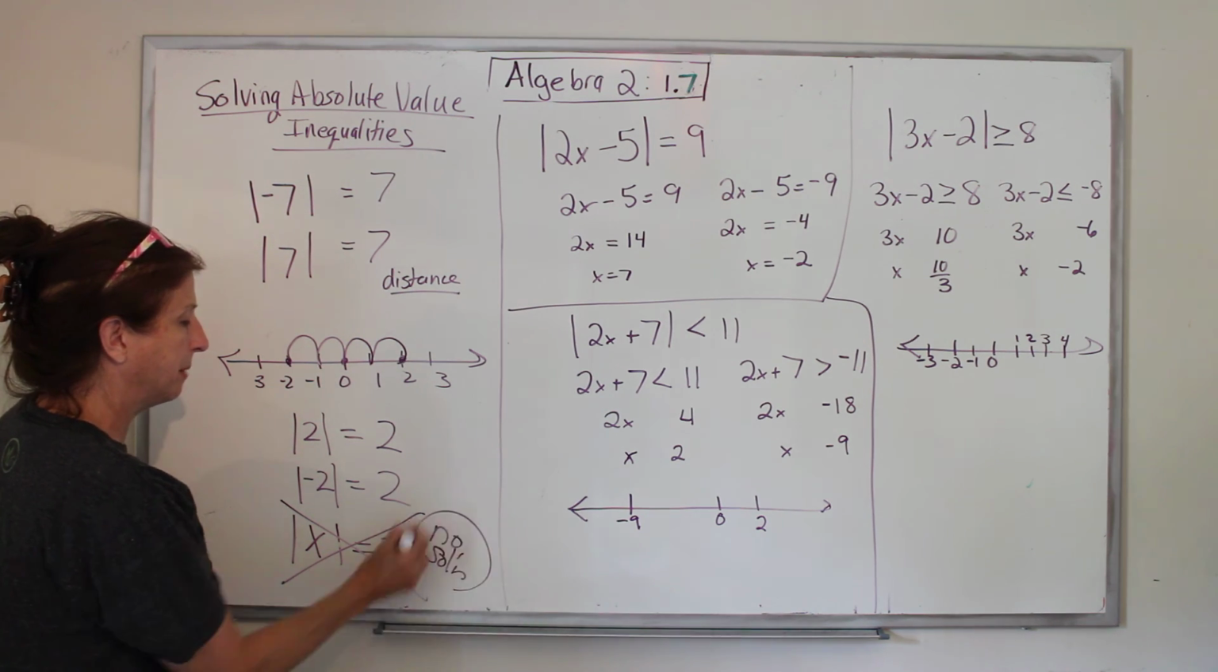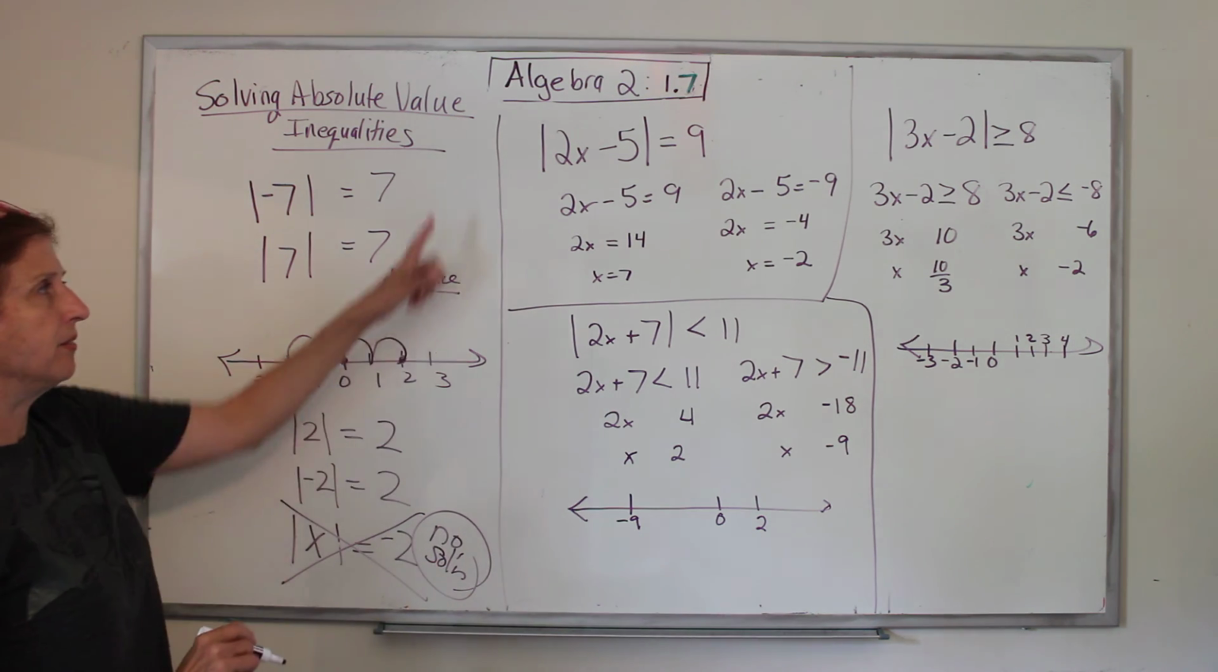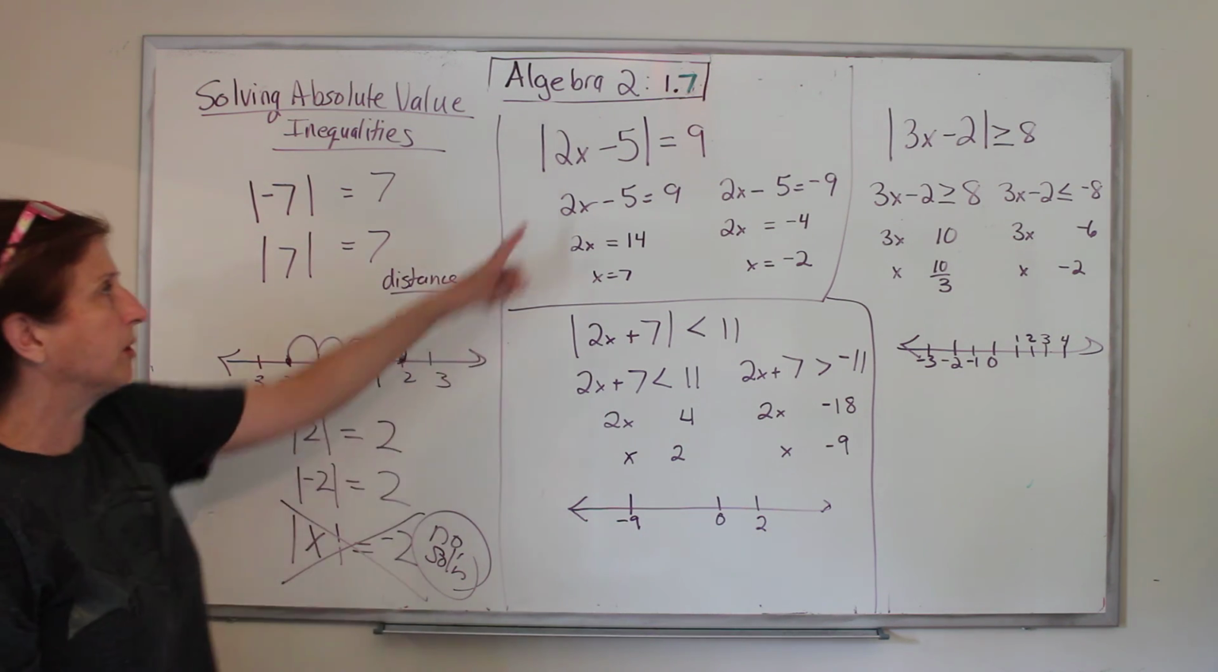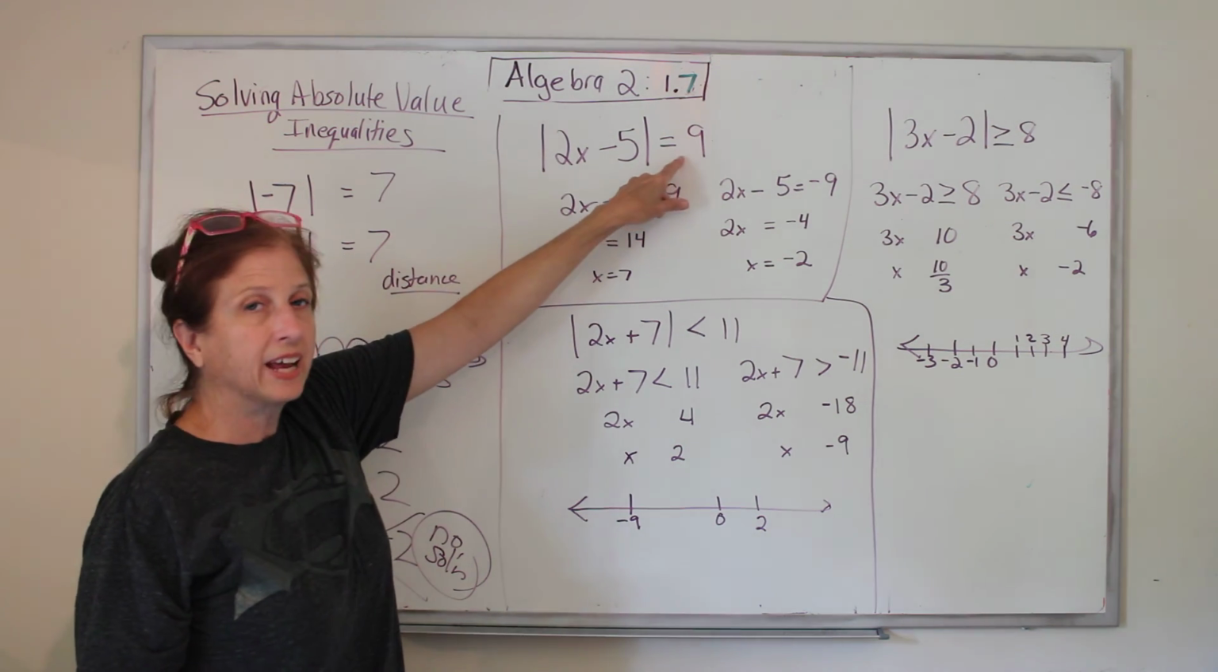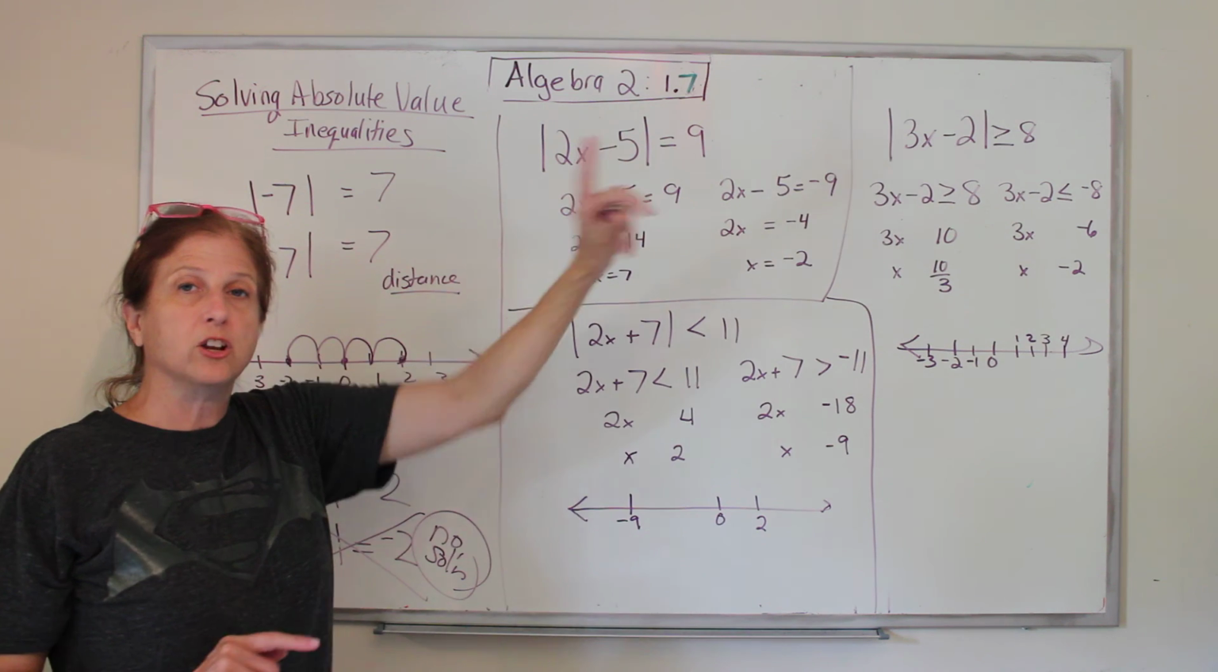So don't get tripped up by that. They'll do it. They'll have something where it equals a negative number like this. That would be negative 9, and the answer would be no solution.